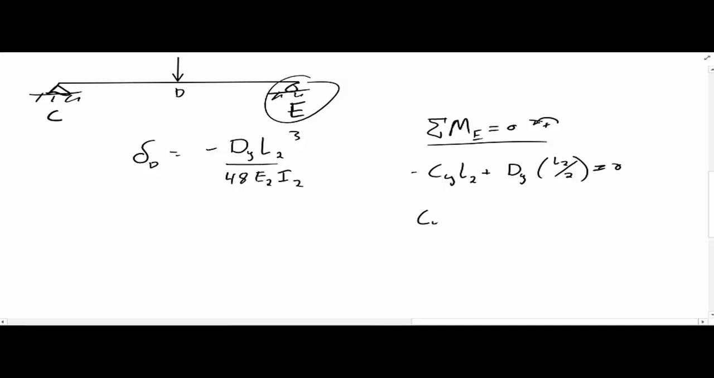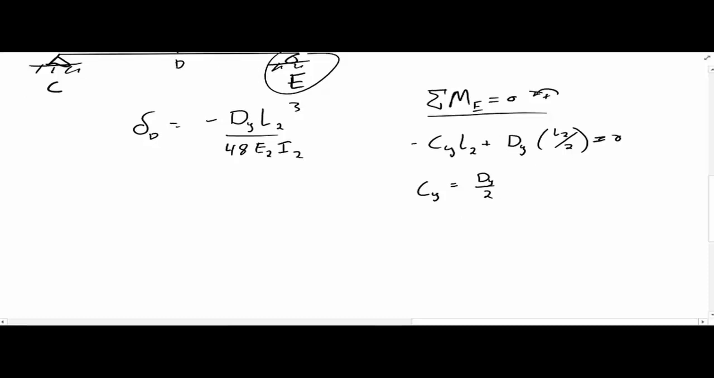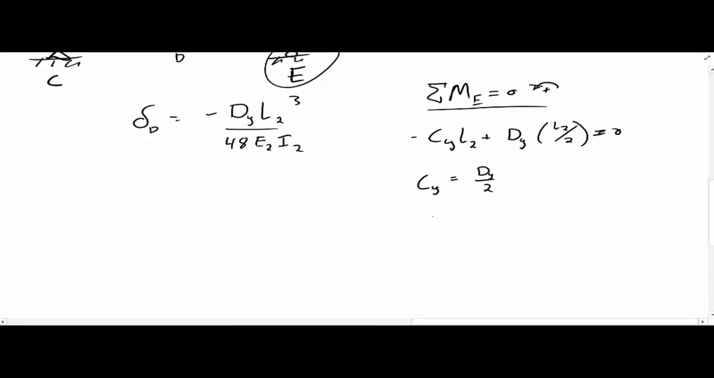So C sub y then equals, dividing out, the L's would go away, so it would just be C sub y equals D sub y over 2. Interesting. Okay, so that makes sense because it's only one loading directly in the center, so we can just divide 19.6613 by 2. We get 9.8307, and that's kilonewtons, and it's acting up.